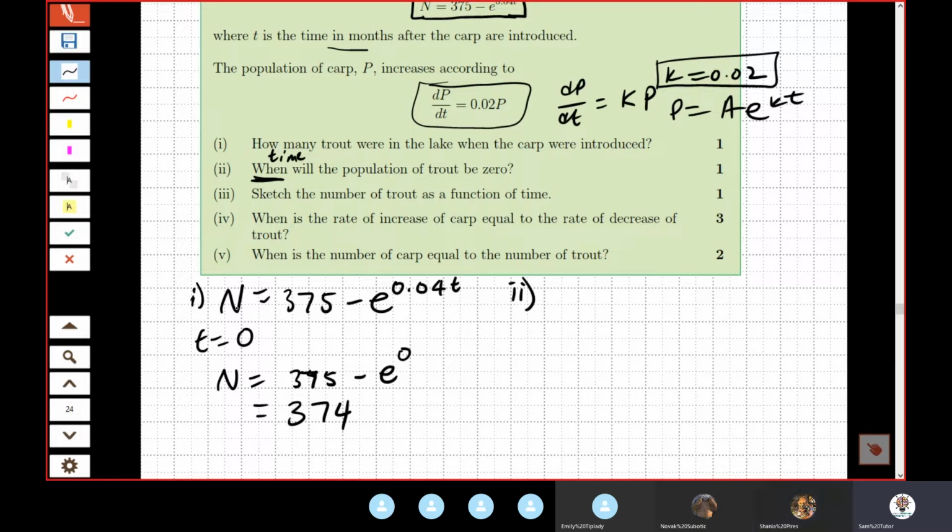Look at the equation you've got. If you want to find time, that means you have to get rid of N. What will N equal? 0. Simple. 0 equals 375 minus e to the power of 0.04t. And then what would you do here? You're trying to solve for t, of course. So what would you do first? It's up to you. You've got two things, either moving this or moving this whole thing. Move the e, I guess.